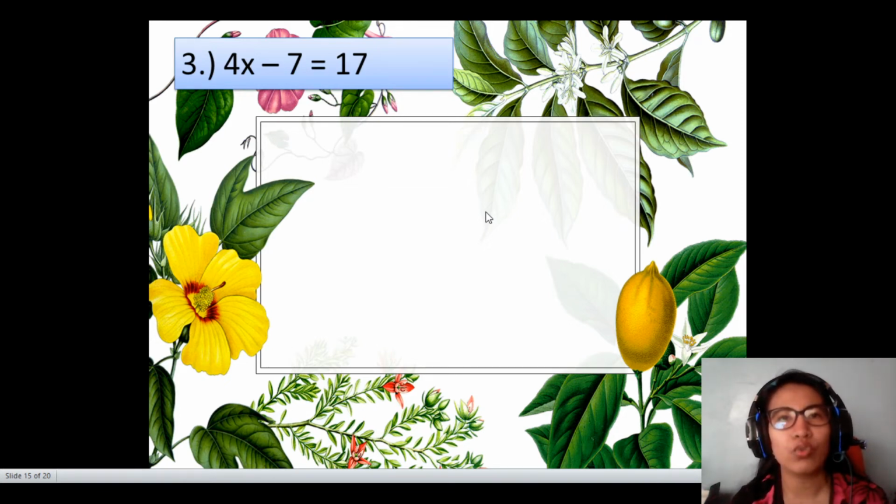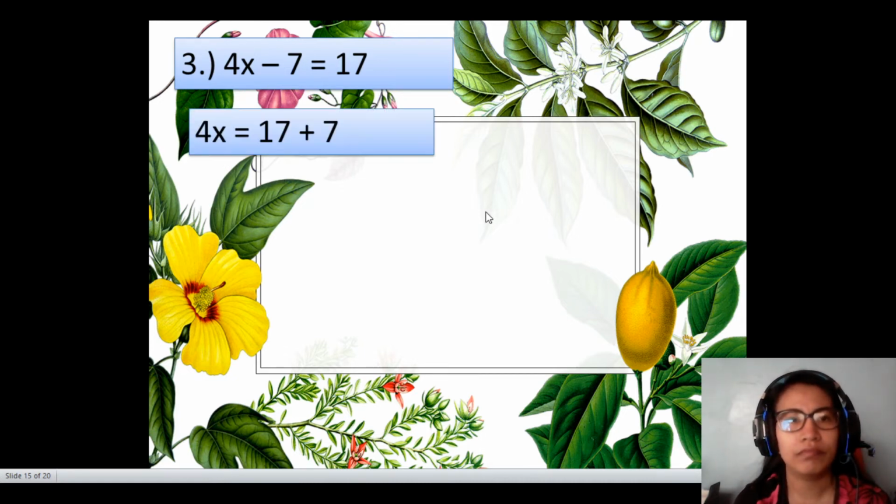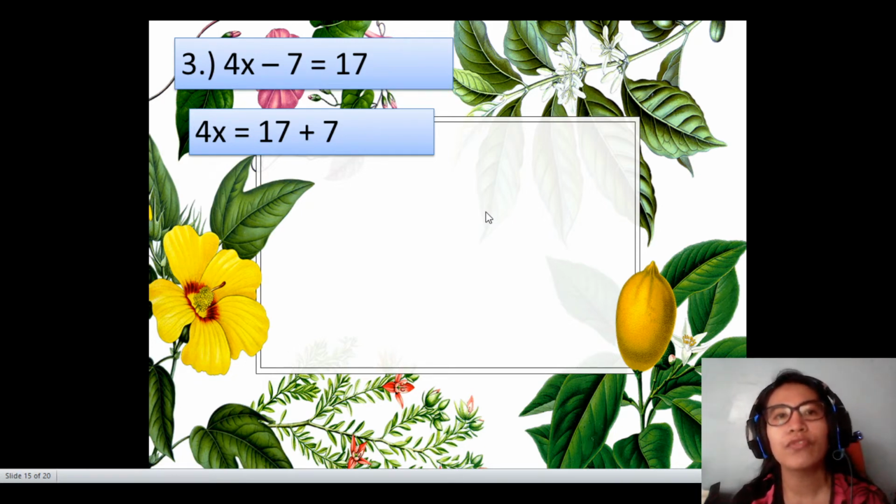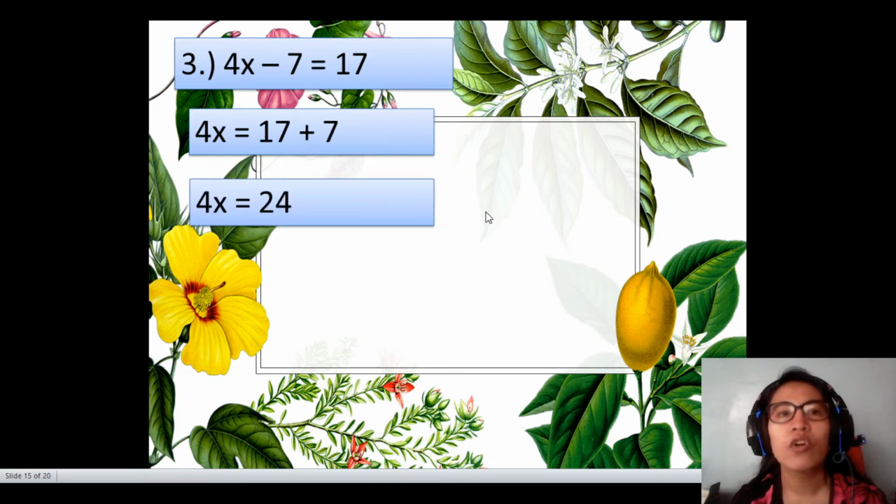So first thing to do again is to transpose that negative 7 to the right side together with the 17. So since it is negative, it will become positive when I transpose, leaving the 4x on the left side. So we have 4x equals 17 plus 7. Then you can add that 17 plus 7. So you will have 24. So I can have 4x equals 24.